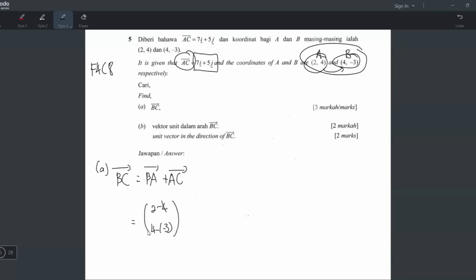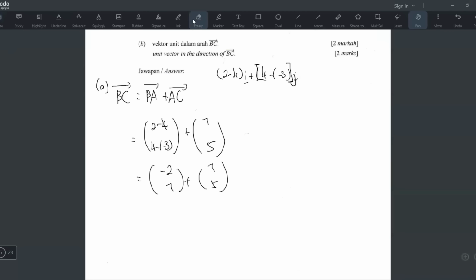Okay, but I write in the bracket form. I usually prefer the bracket form, it's much easier. But if you want to write in ij, you can also do it like that: 2 minus 4 i plus 4 minus negative 3 j. Writing it this way is the same. Okay, add AC. Since this one I write in bracket form, this one I also write in bracket form, 7, 5. So now it becomes 2 minus 4, negative 2, 4 plus 3, 7, plus 7, 5.